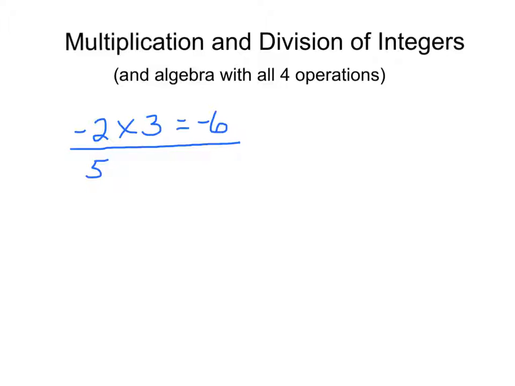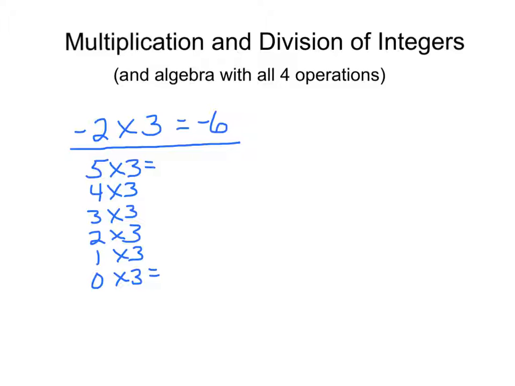I'm going to write down some problems here. 5 times 3 equals, 4 times 3 equals, and I'm going to continue that pattern, every time reducing that first number by 1, and we'll end up solving all these. Obviously, you know 5 times 3 is 15, 4 times 3 is 12, 3 times 3 is 9, 2 times 3 is 6, 1 times 3 is 3, and 0 times 3 is 0.